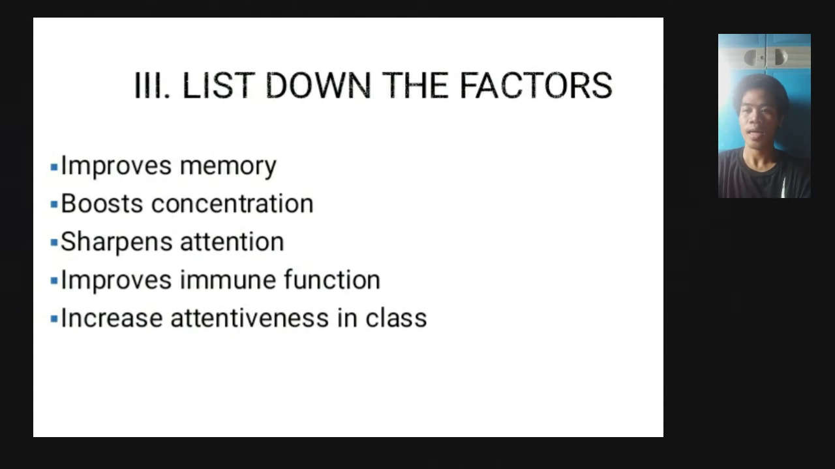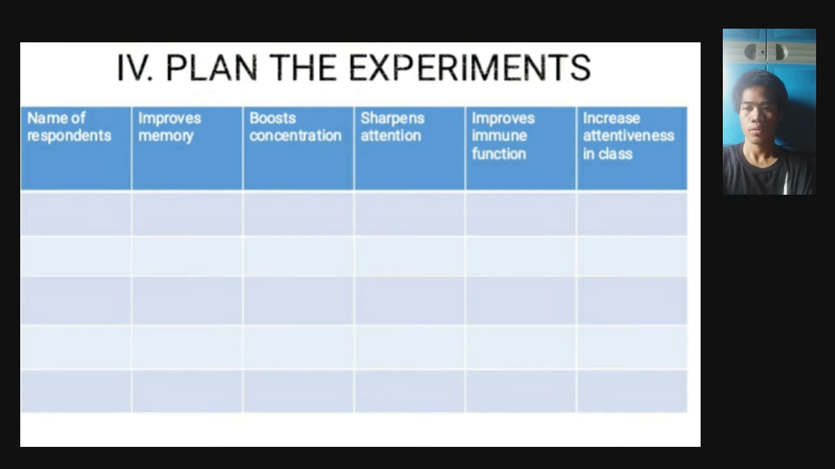Number 3. List down the factors. 1. Improves memory. 2. Boosts concentration. 3. Sharpens attention. 4. Improves immune function. And last but not the least, increases attentiveness in class. Number 4, plan the experiments. So you can see I have a table for my plan the experiments. Name of respondents, for the next columns: improves memory, boosts concentration, sharpens attention, improves immune function, and last, increases attentiveness in class. Okay. Next slide.